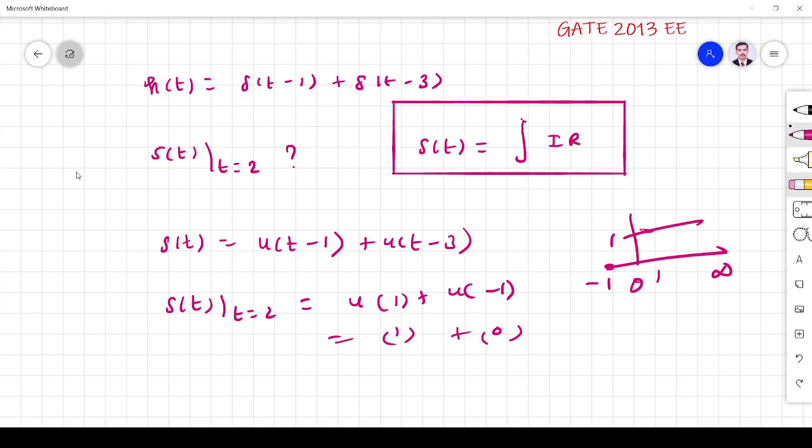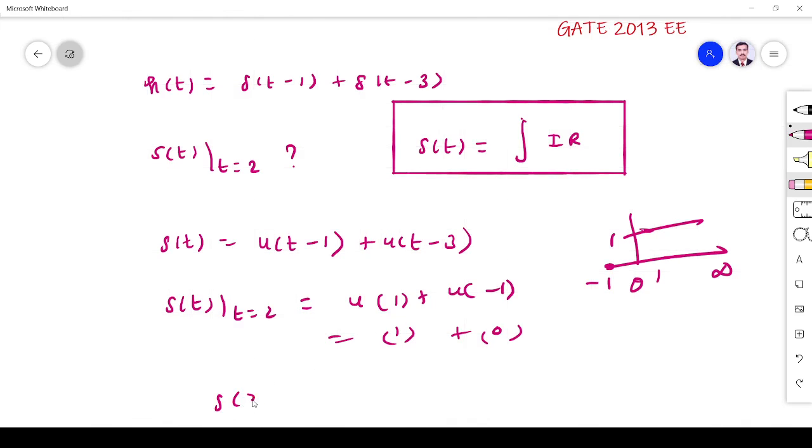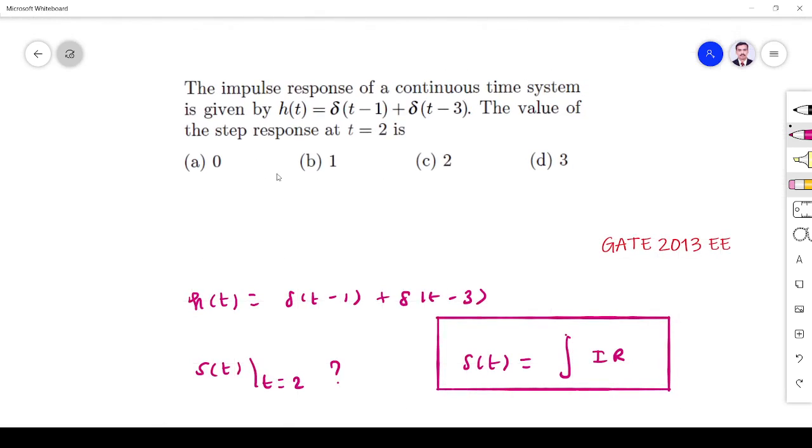So the answer is: the step response at 2 is equal to 1. So option B is correct.